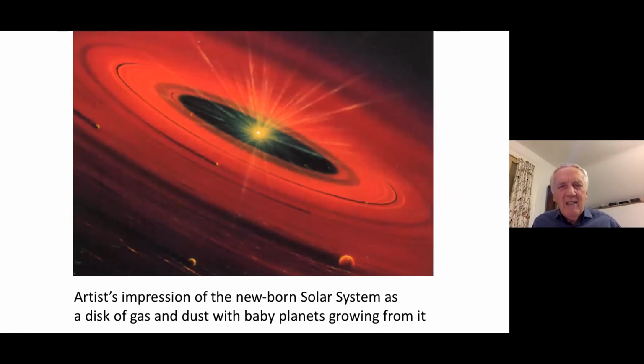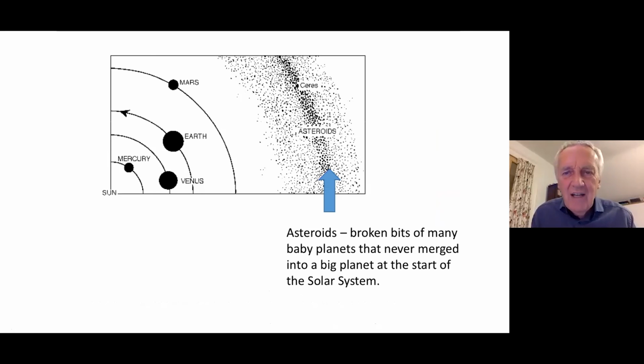But between the orbits of Mars and Jupiter, something didn't go to plan. We don't get a big planet there. Instead, we get lots of asteroids. Asteroids are broken bits of many baby planets that never managed to merge into a big planet at the beginning of the solar system. Here we are, Sun in the middle, Mercury, Venus, Earth and Mars. Jupiter is off scale. And these are the asteroids, leftover bits and pieces from that early stage of the disk going around the young sun, where small planets were formed, but they never merged into a big one.